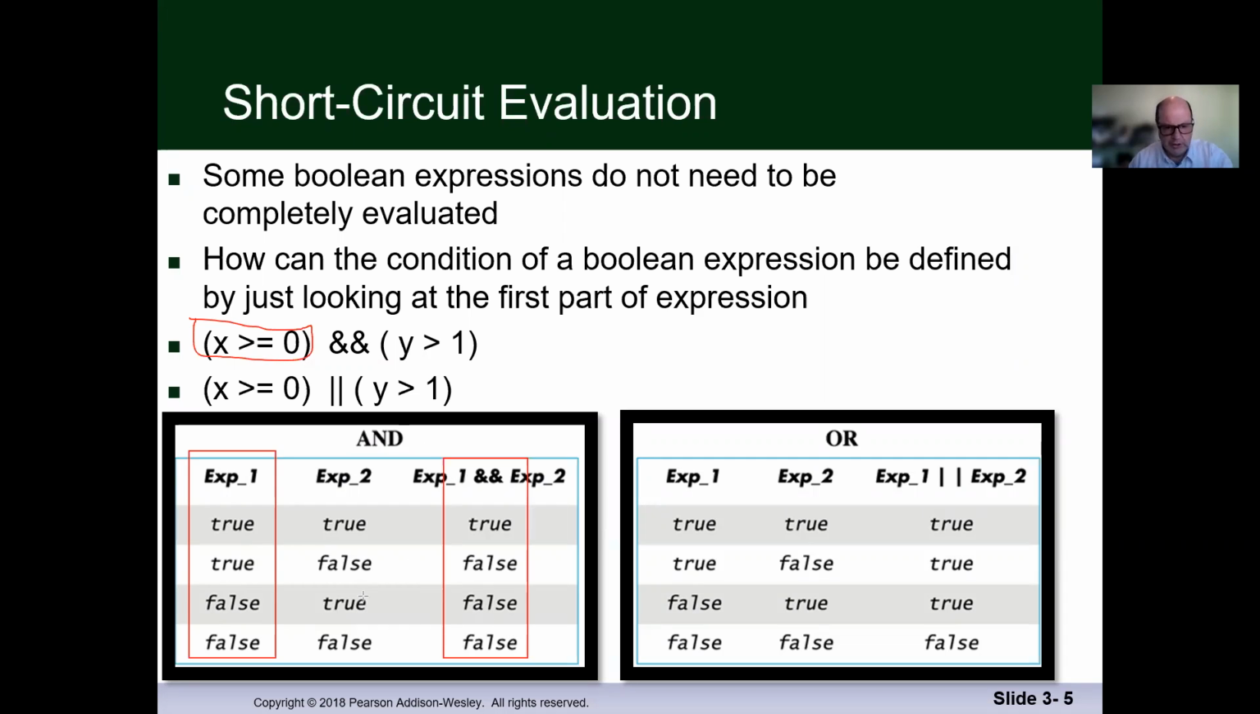So in this table, if this is true, it can be true or false. Based on the first one, if it's true, I cannot figure out the whole thing, because it may or may not be true based on the second. But if the first one is false, the whole thing is going to be false, no matter what is in the second part. So if the first one is false, the whole thing is false. That's for the AND.